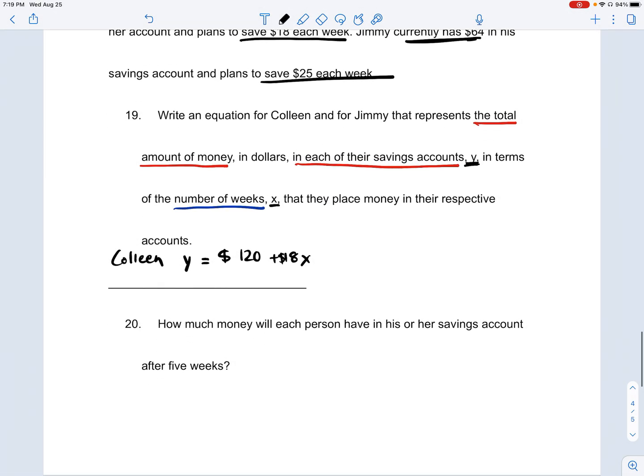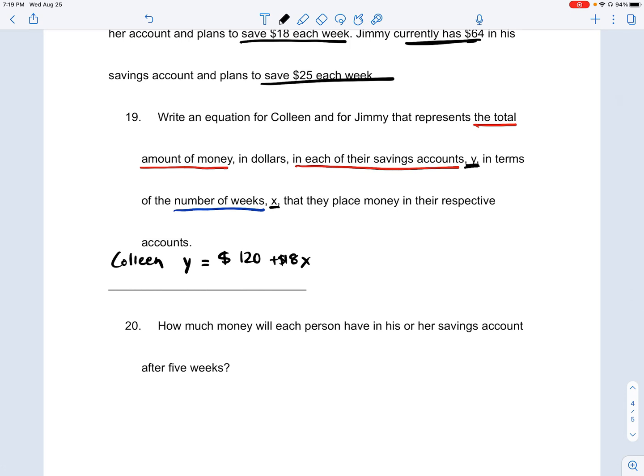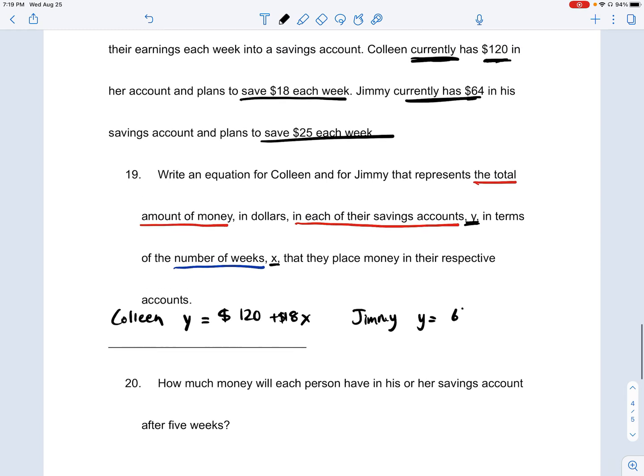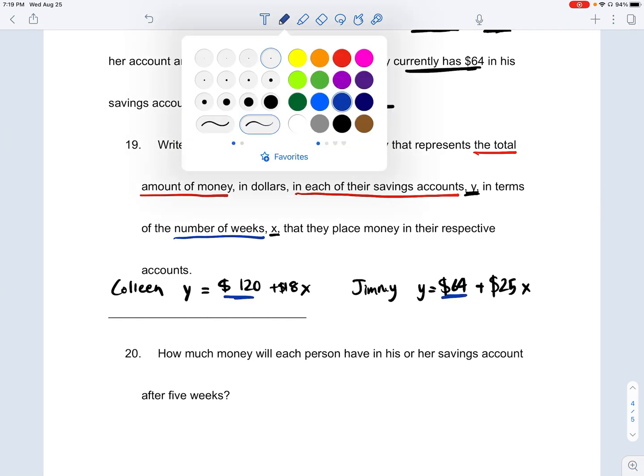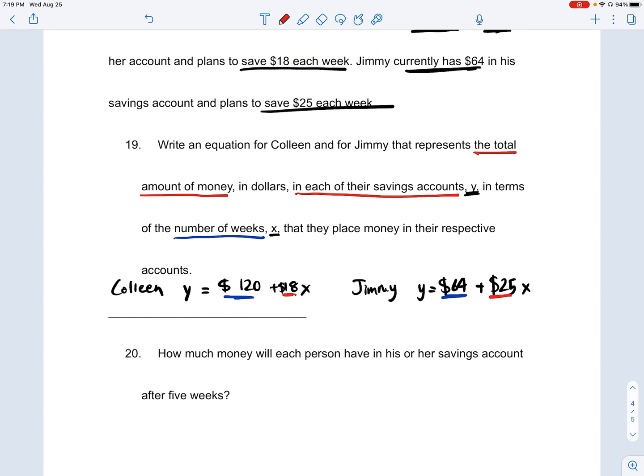Now, you have Jimmy. In his case, he has an initial amount of $64, and he's saving $25 each week. Now, same principle applies here. Just multiply $25 to the total number of weeks to get how much he saves in total, plus the initial amount that he already has, which is right here, and this is how much they are saving each week.